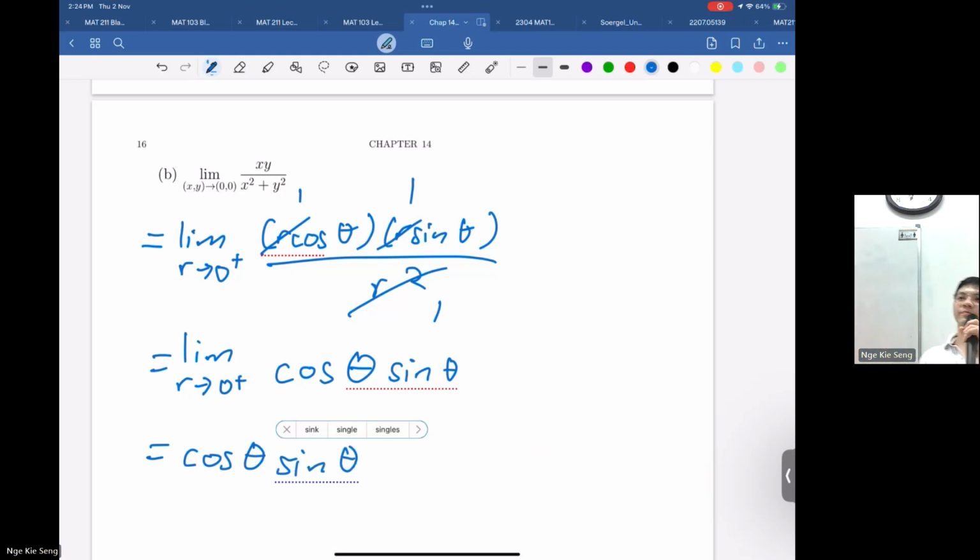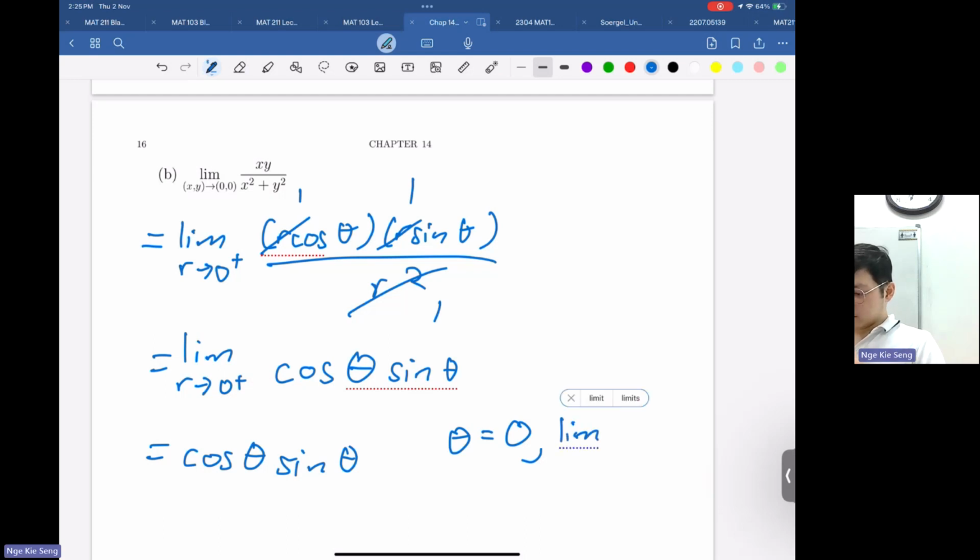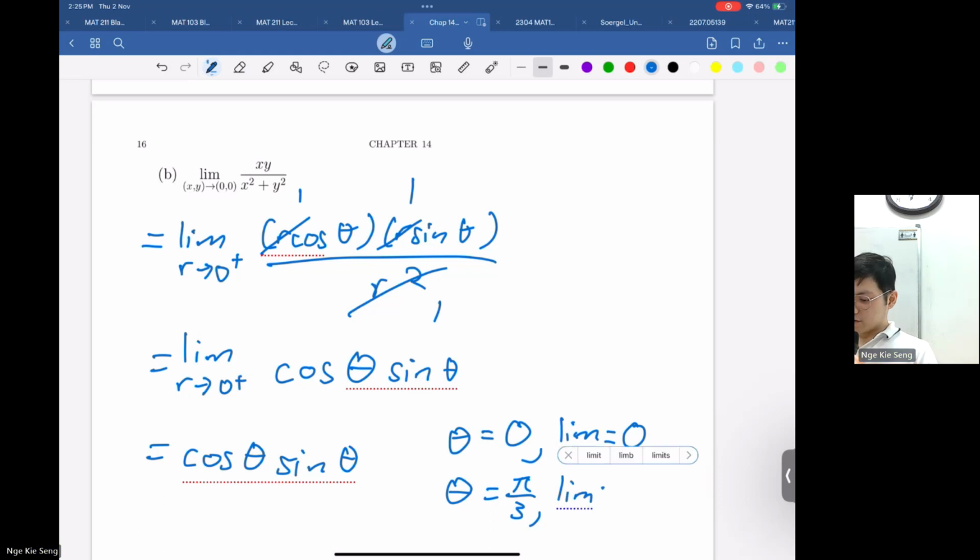So what does this limit mean? If you put different theta, do you get a different answer? For example, maybe just try theta equals 0 first, the obvious one. The limit is 0. Okay, sure. And then theta equals pi over 3. What happens? Cos pi over 3 is what? Square root 3 over 2. Sine pi over 3? 1 over 2.